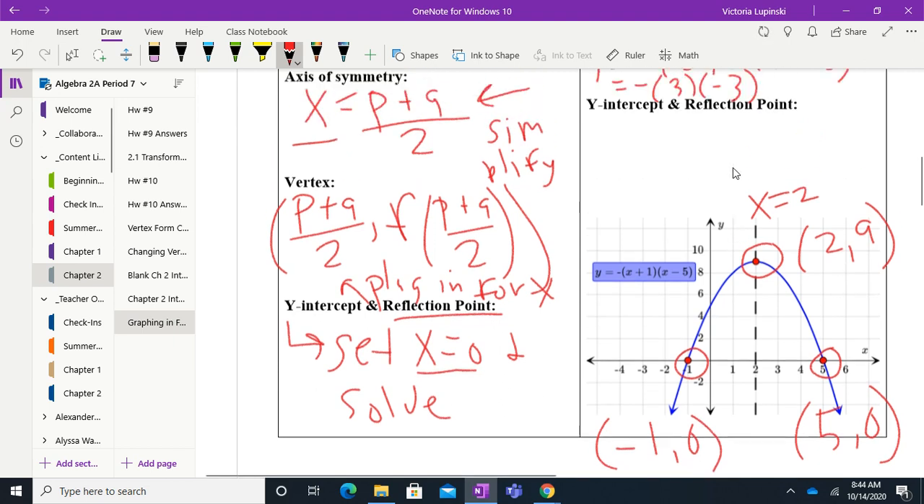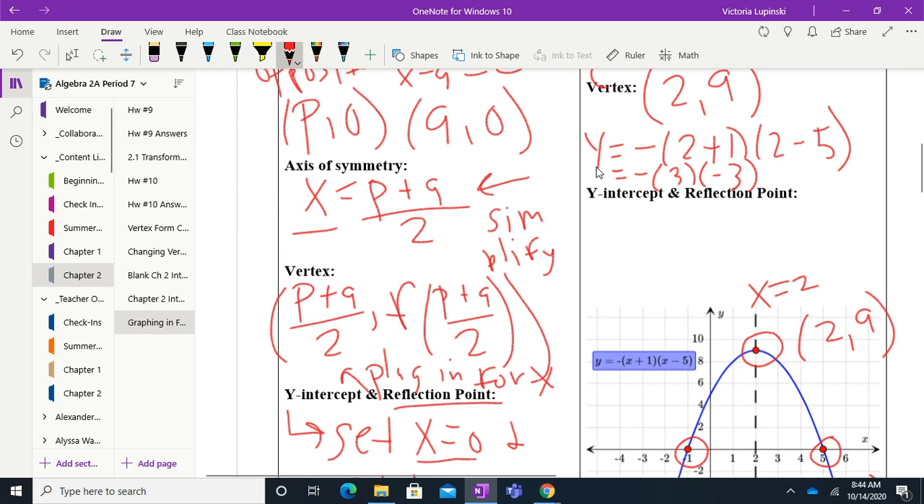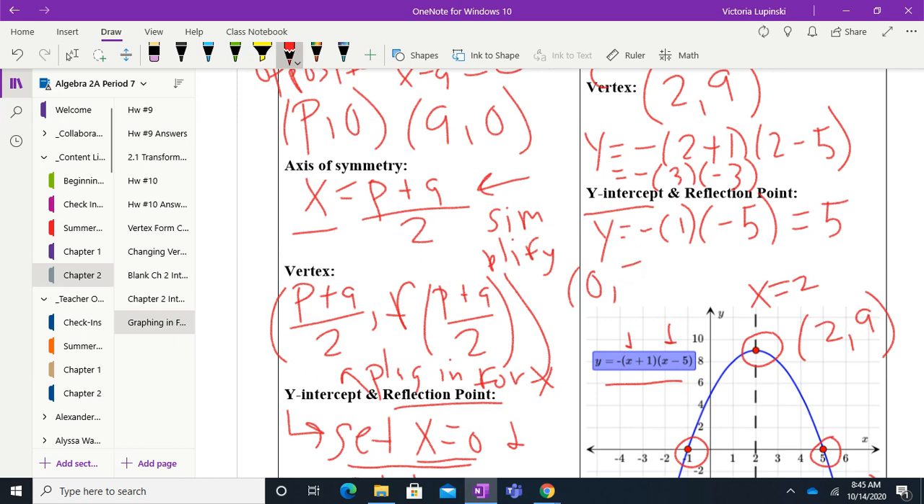And then the last thing we're being asked to find is the y-intercept and its reflection point. So remember that for the y-intercept, you're always going to set the x equal to 0, and then you're going to solve. So again, if you go back to the equation, everywhere there's an x, you're going to put a 0. So here's a copy of the equation here. I'm going to keep the negative on the outside. 0 plus 1 gives me 1. 0 minus 5 gives me negative 5. Negative times 1 times negative 5 gives me a positive 5, which means that the y-intercept is the point 0, comma 5, which if you look closely at your graph is located right here.